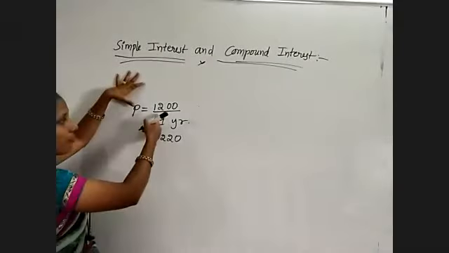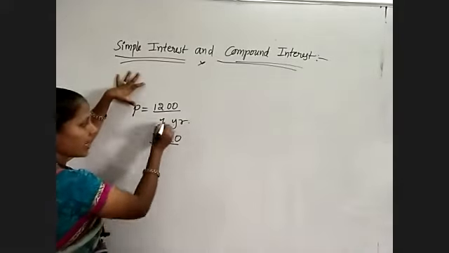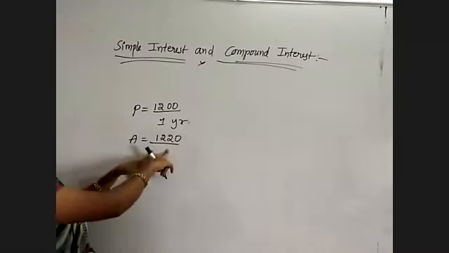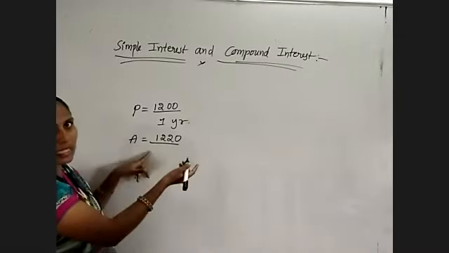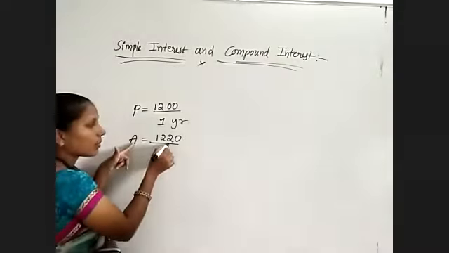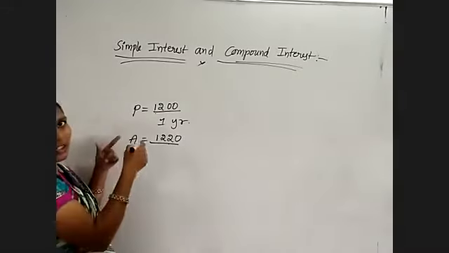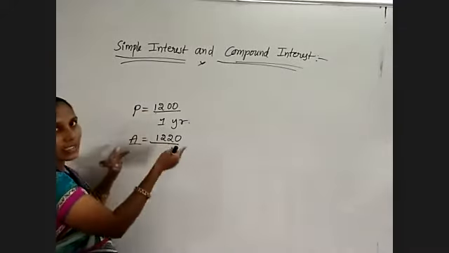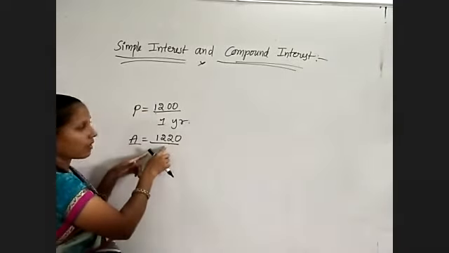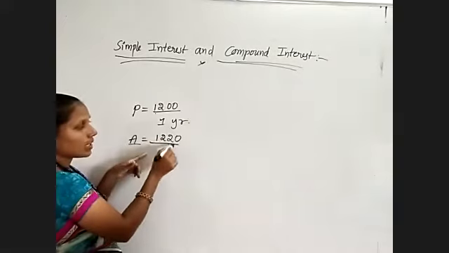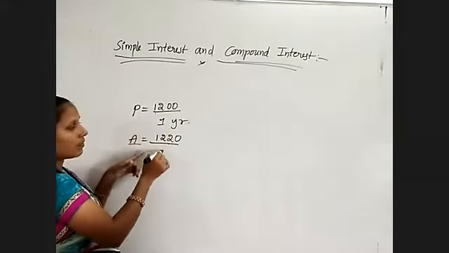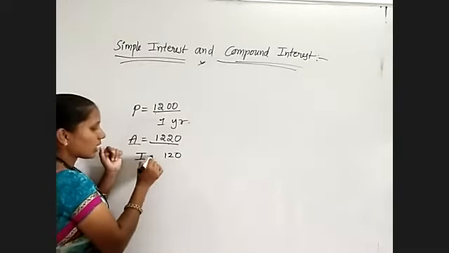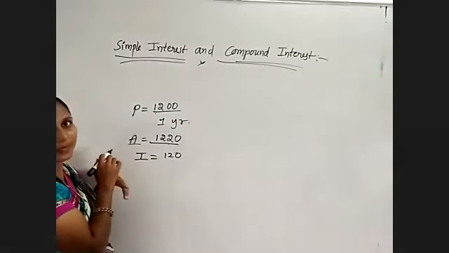Okay, after some time, you paid the complete amount with extra money to the person, and that extra amount plus whatever actual amount is known as amount, principal plus extra amount. And here how much extra amount have you paid? That is 1220 minus 1200. We will get 120 rupees. So this extra amount is known as interest.